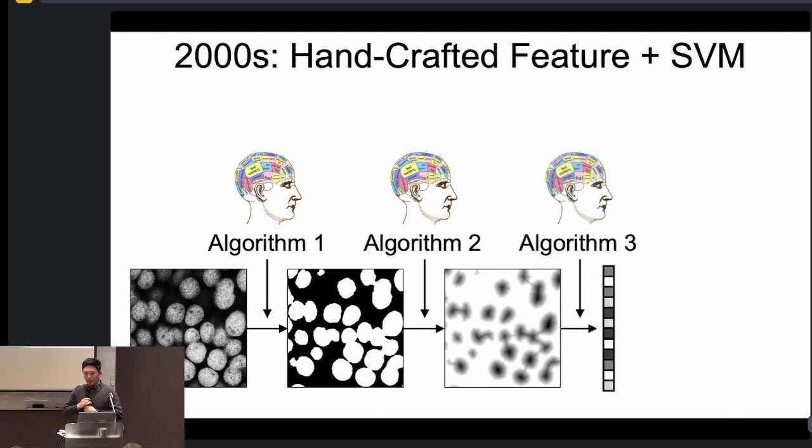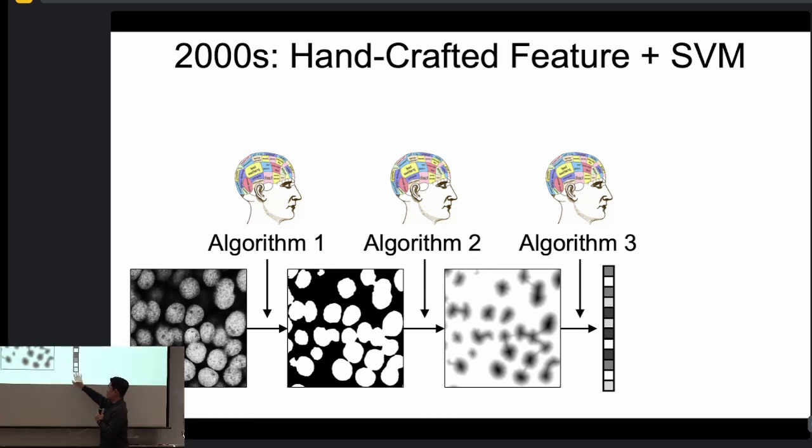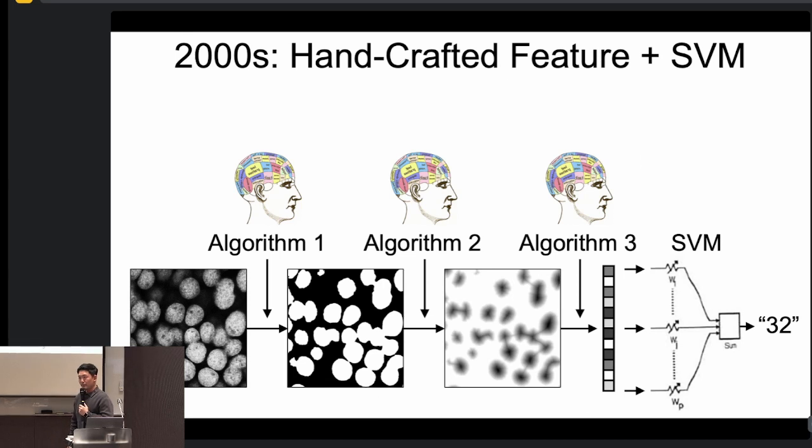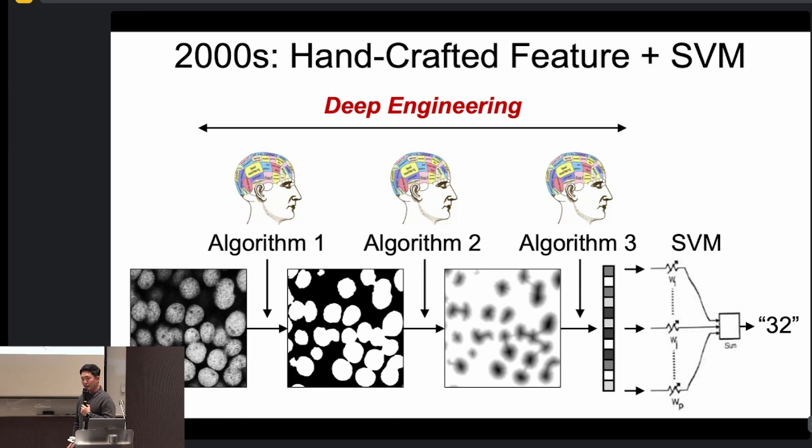And then we also apply another algorithm to vectorize this image. So we make a vector, a set of numbers. And then we can apply SVM. So in 2000, this is the mainstream of AI development: a lot of deep engineering by humans and very shallow learning by using SVM.